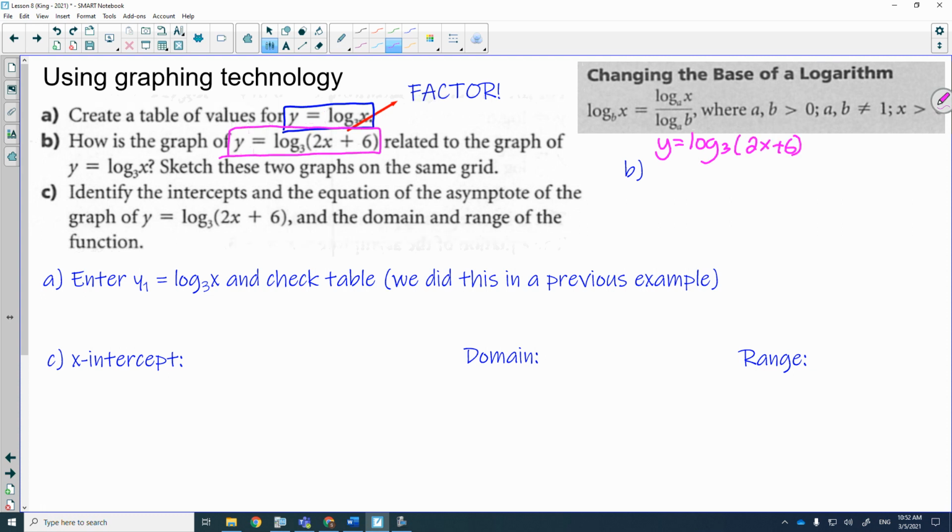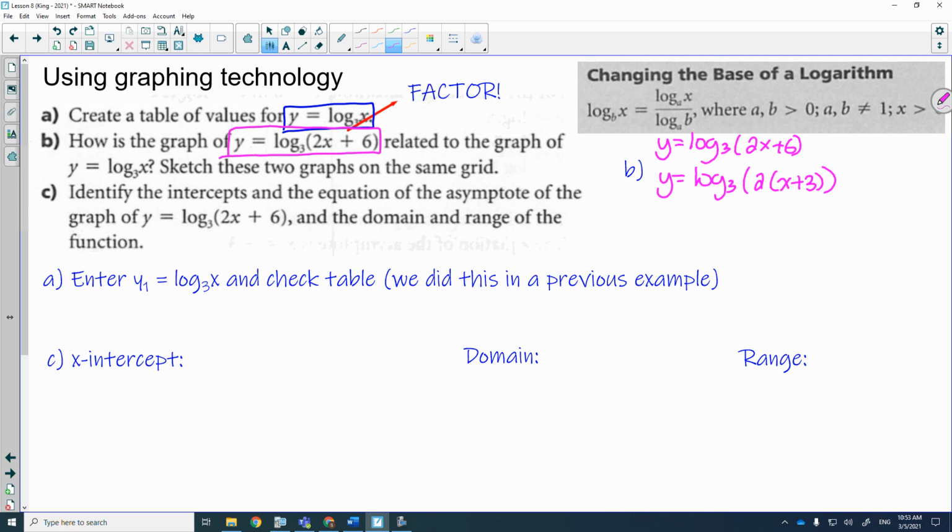So the first thing that you'd be asked is describe all the transformations. What's the a, b, the h, and the k? Remember, you always got to factor out that b. So I need you to rewrite this equation with the b factored out. So the equation with the b factored out would be log base 3 of 2 of x plus 3.